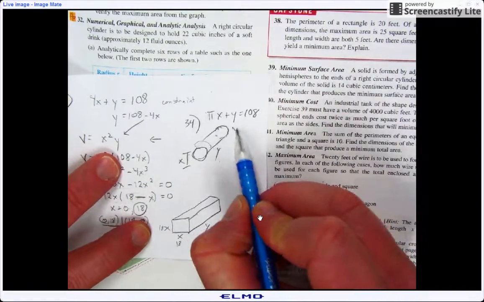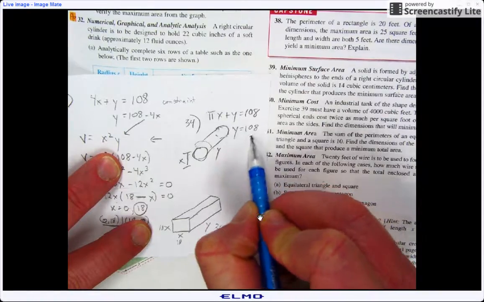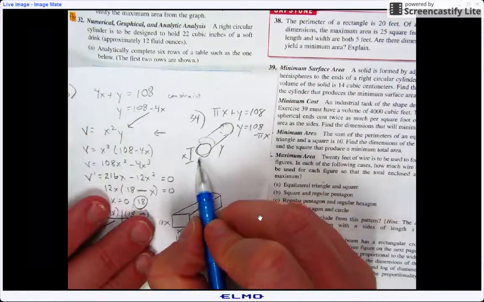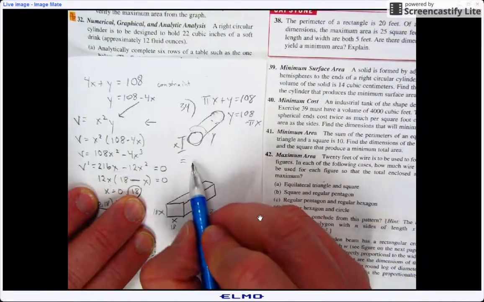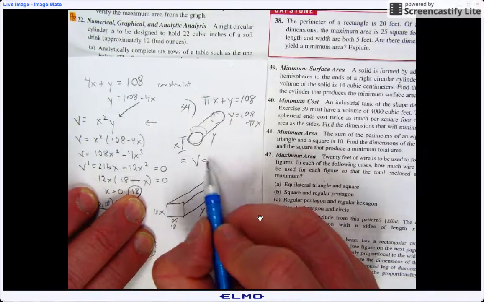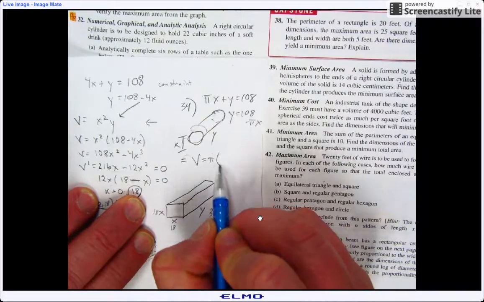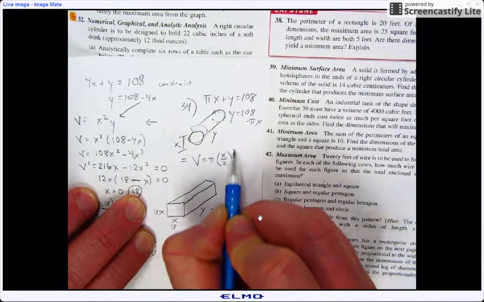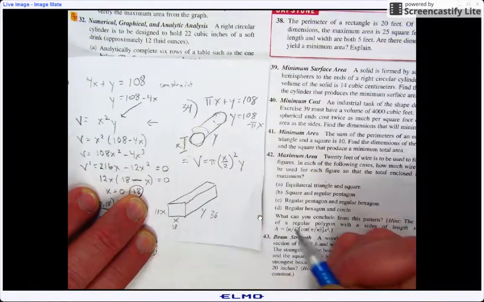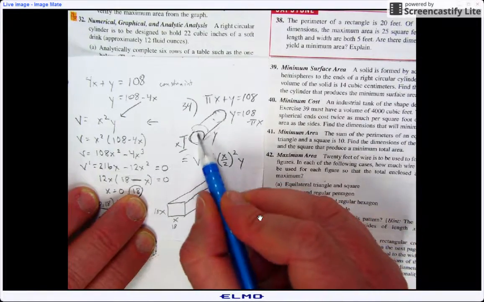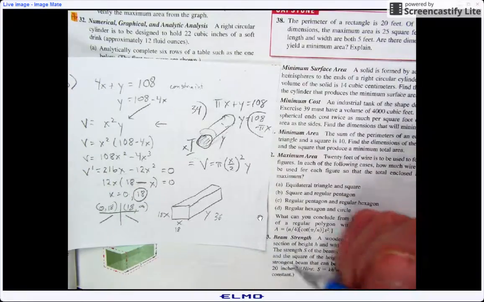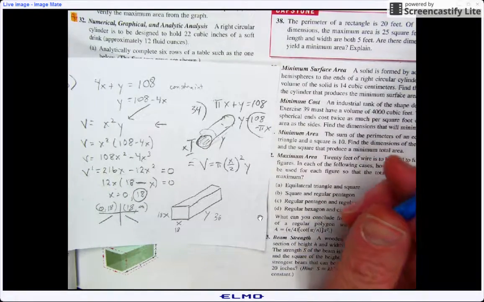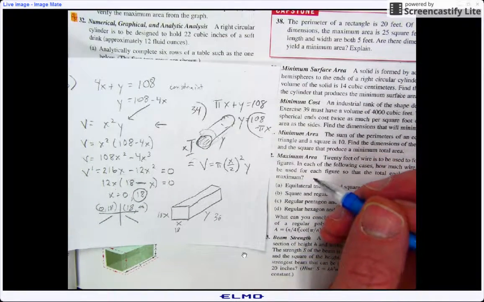Solve for y, 108 minus pi x. Write a formula for volume. Volume equals pi r squared times the height. Area of the base times the height. Plug that in for your value. Take the derivative, set it equal to 0.